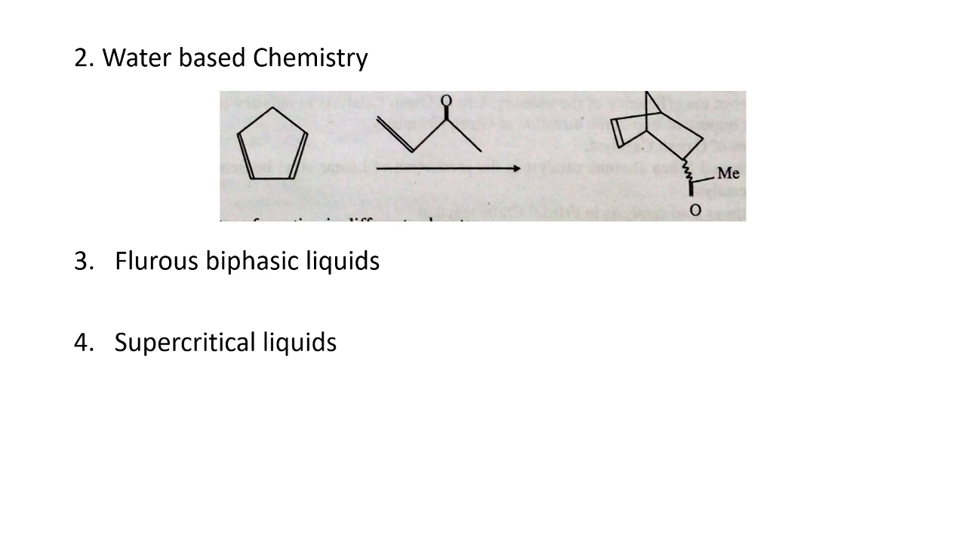These are liquids whose temperature is above the critical temperature and pressure, and they have densities of liquids but viscosities of gases, meaning at the same time they can behave like a liquid as well as a gas. That is the main feature of this supercritical liquid.